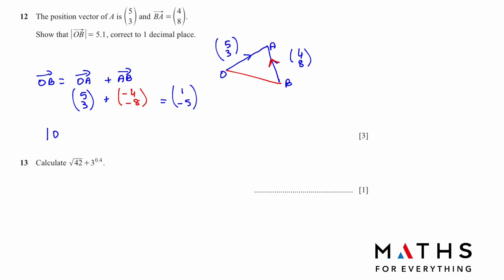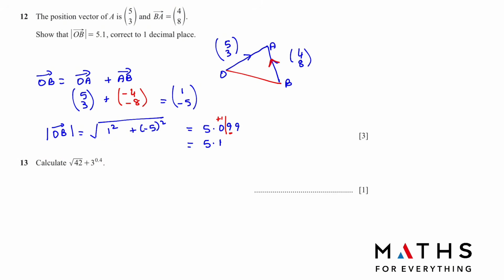Now to find the magnitude of the vector OB, we take these numbers, we square them. Remember to put a bracket where -5 is and square root the answer. We will get 5.099. We have to round it to one decimal place. Because the number after 0 is 5 or more, we add 1 to the 0. So the answer is 5.1.